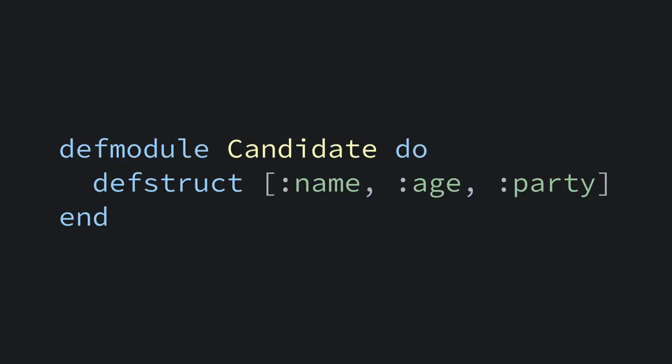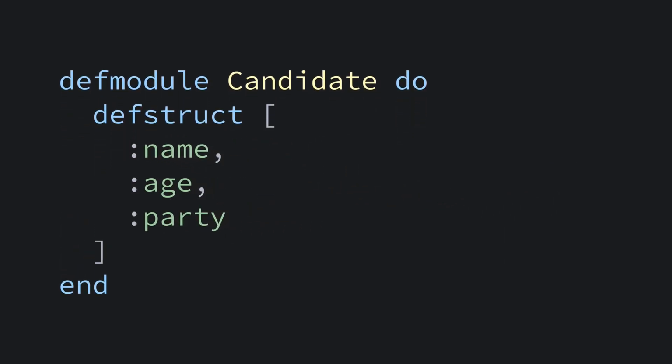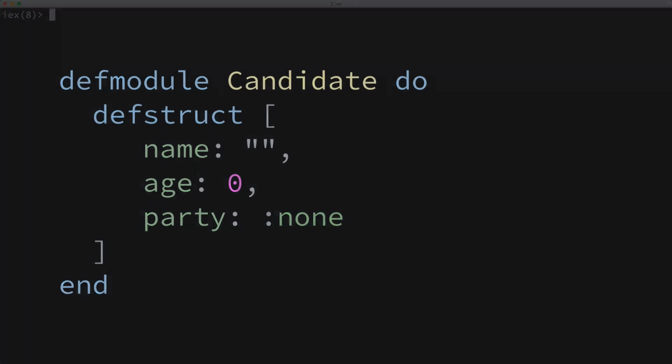struct. Earlier, when we defined the candidate struct, we just passed in the list of atoms. However, if we'd like to specify default values for the struct fields, we can change the list from just a list of atoms to essentially a keyword list, where the key represents the struct field name, and the value becomes the default value for this struct field if you don't specify a value when you're creating this struct.